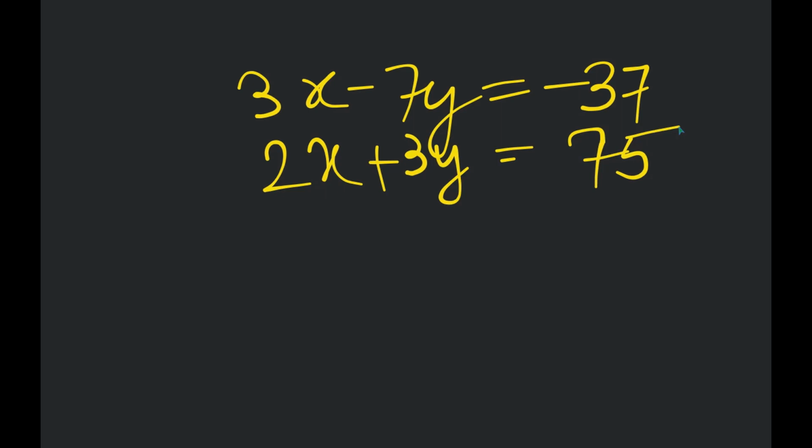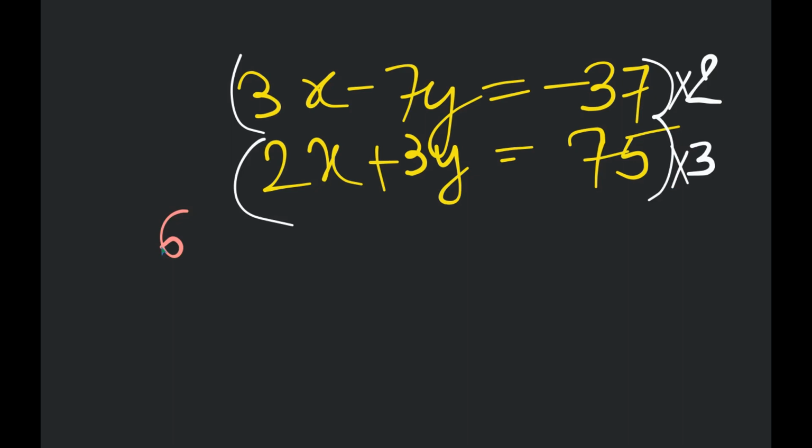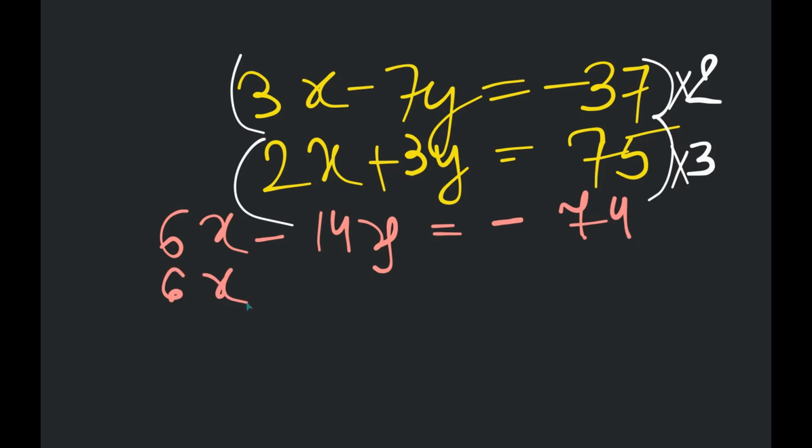So what happened in elimination? We need to make any one term as equal. So for making it equal, I will multiply this first term by 2 and the second term by 3. Fine, so that x will get equal. So 3 into 2 is 6x, minus 7 into 2 is 14y, is equal to minus 37 into 2 means what? It will give you minus 74, right? Now moving on to next, 3 into 2 will give you again 6x. Then 3 into 3 is 9y is equal to 75 into 3.